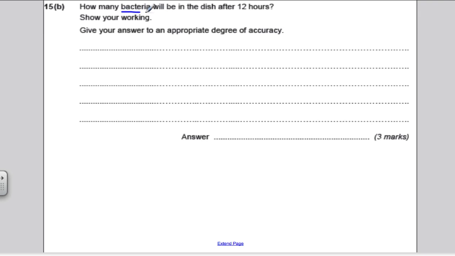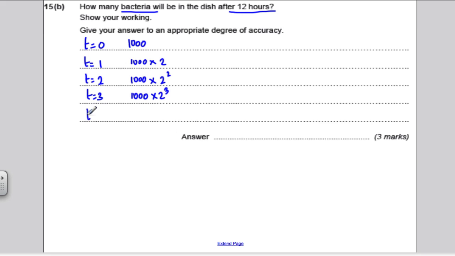15b, it asks you how many bacteria will be in the dish after 12 hours. Show your working. Well, let's just think. When time was 0, we said there was 1,000. When time was 1, there was 1,000, but then you doubled it. When time was 2, there was 1,000, and you doubled it twice. When time was 3, you had 1,000 initially and you doubled it 3 times.